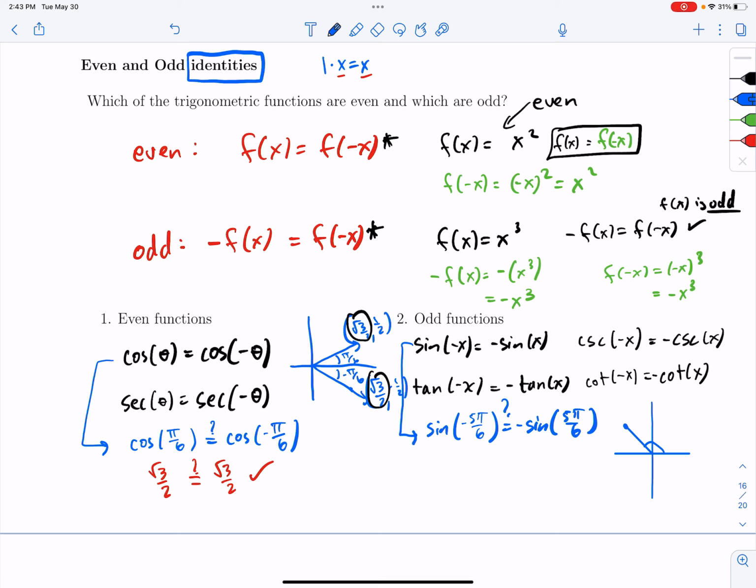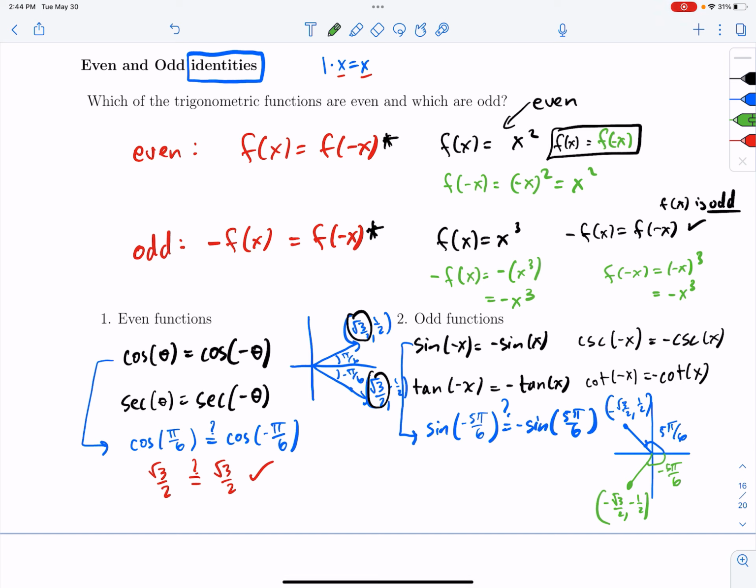And the coordinates there are negative root 3 over 2 comma 1/2. So that's for 5 pi over 6. And then negative 5 pi over 6 is just going to be in the opposite direction, so down here. And the coordinates there are the same coordinates as for 5 pi over 6, but we're going to have both coordinates negative.